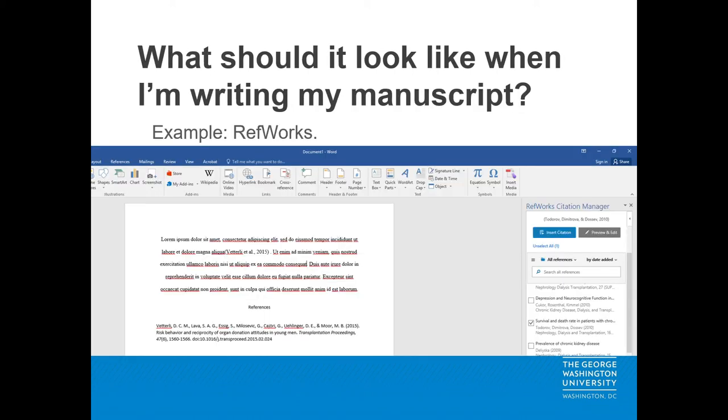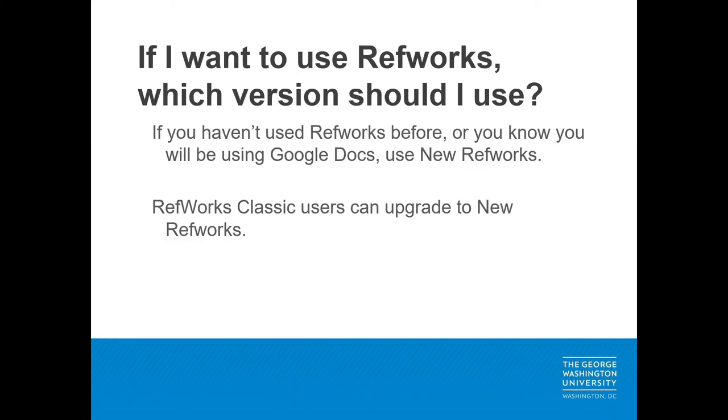Most bibliographic tools will have some sort of plugin for Microsoft Word or Google Docs. Here, for example, is RefWorks. And when writing your manuscript, you can select citations to insert and generate a bibliography, and/or change the citation output style when necessary.